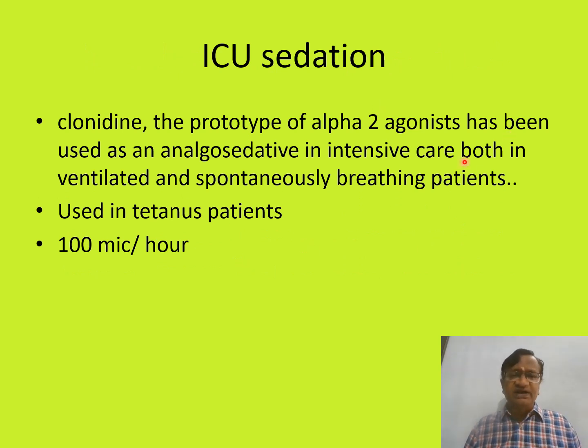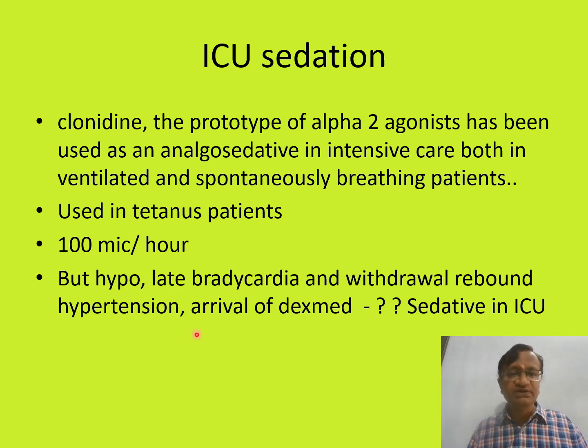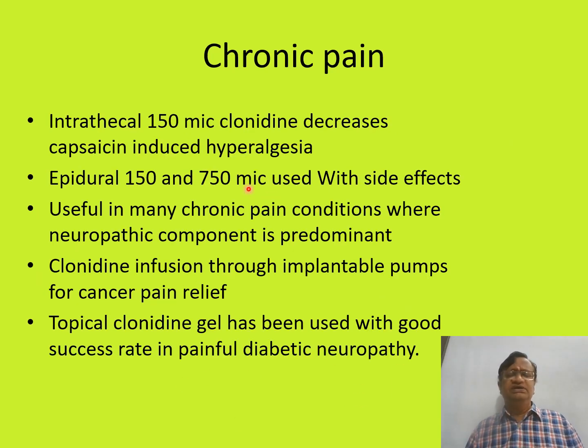Clonidine is a prototype of alpha agonist, used as an analgesedative in ICU care, in tetanus patients at 100 mcg per hour. And this is almost going out because of the entry of dexmedetomidine. Hypotension, late bradycardia, and withdrawal rebound hypertension, arrival of dexmedetomidine, query sedation in ICU. Intrathecal clonidine 150 mcg decreases capsaicin-induced hyperalgesia. Hyperalgesia is what? Algesia means pain. Hyperalgesia is increased pain. Even 750 mcg are used with side effects. Many chronic pain components where neuropathic component is predominant.